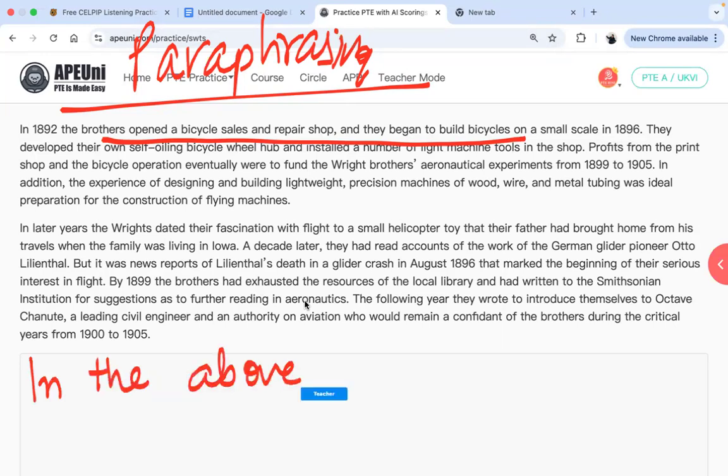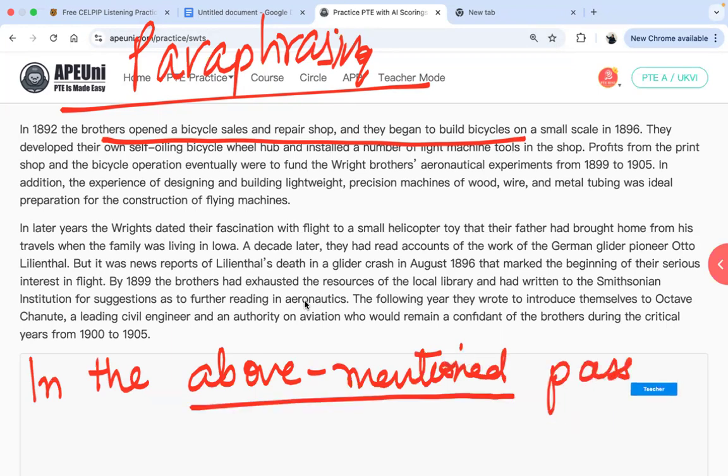Okay. Now, what we are going to say, we will first start by saying, the above-mentioned, you see a hyphen between that? This is one word. Passage. Guys, can you hear me? The internet issues again. Yes, ma'am. Oh, thank God. Okay. It is the above-mentioned passage outlines that.